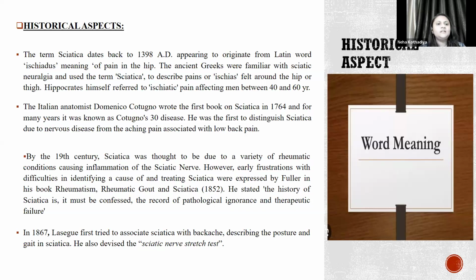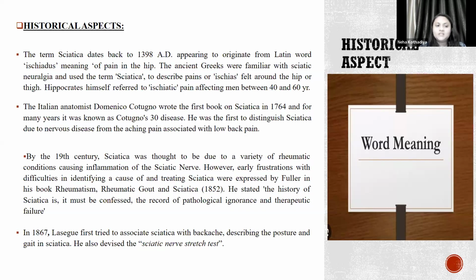For many years, it was known as Cotugno's disease. He was the first to distinguish sciatica due to nervous disease from the aching pain associated with lower back pain. By the 19th century, sciatica was thought to be due to a variety of rheumatic conditions causing inflammation of the sciatic nerve. However, early frustrations with the difficulties in identifying a cause of and treating sciatica were expressed by Fuller in his book on rheumatism, gout, and sciatica.